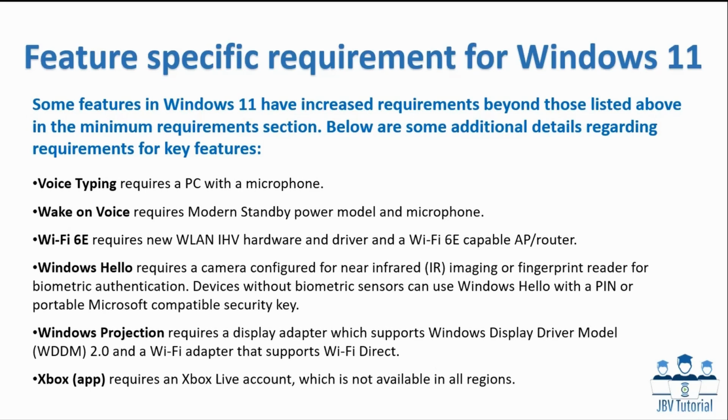Wi-Fi 6E requires new LAN IHV hardware and driver, and a Wi-Fi 6E capable AP/router. Windows Hello requires a camera configured for near-infrared, IR, imaging, or fingerprint reader for biometric authentication. Devices without biometric sensors can use Windows Hello with a PIN or portable Microsoft-compatible security key.